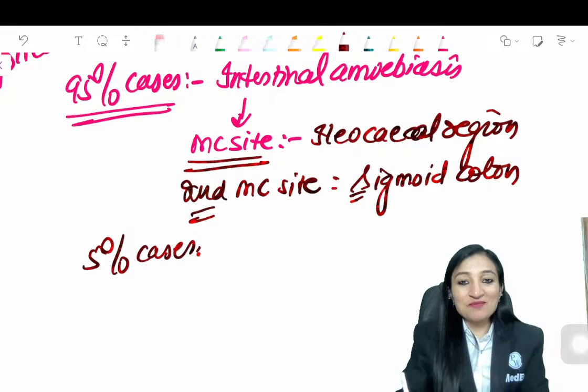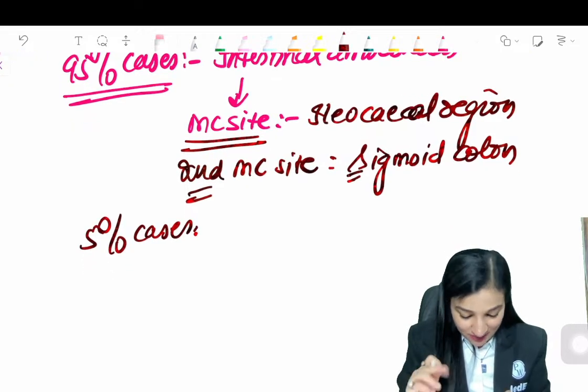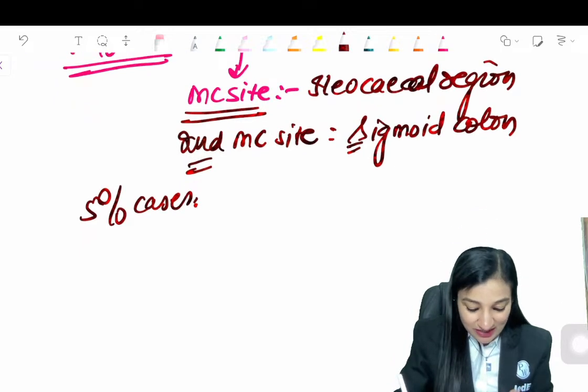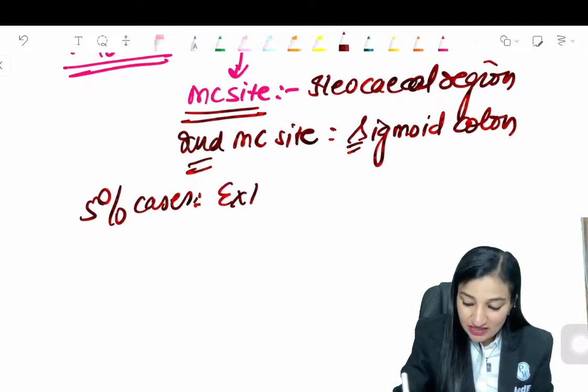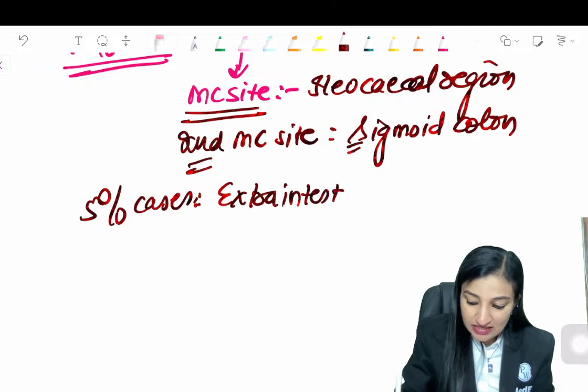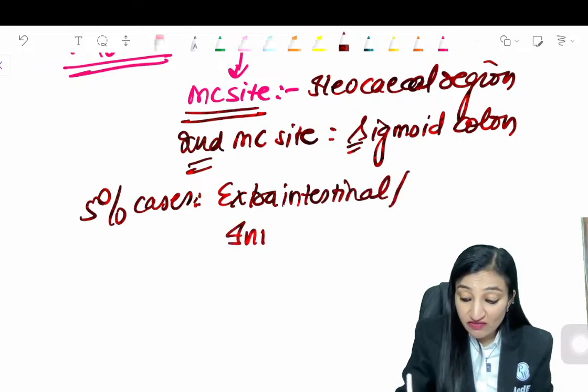Okay, understand your passion. The remaining 5% of cases are of extraintestinal amoebiasis, also known as invasive amoebiasis.